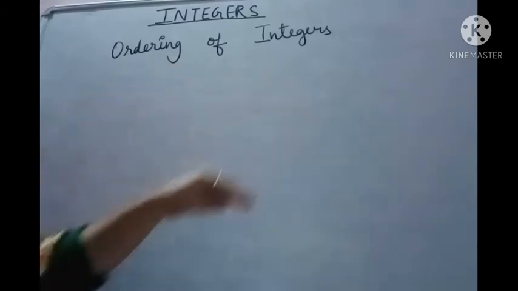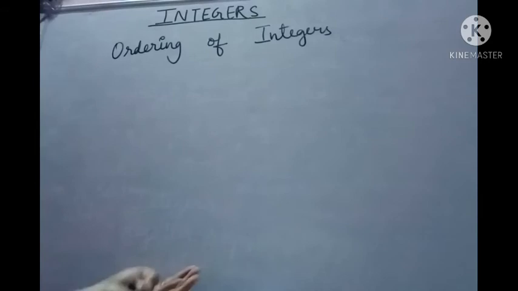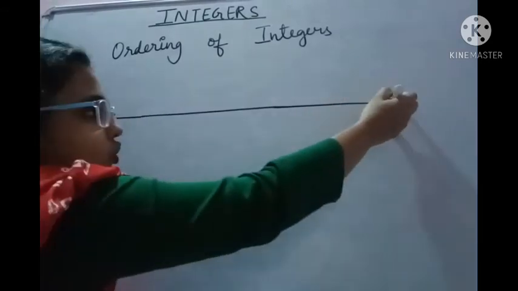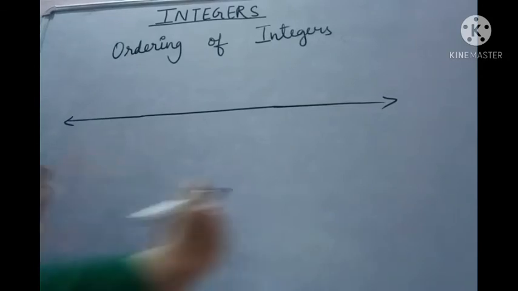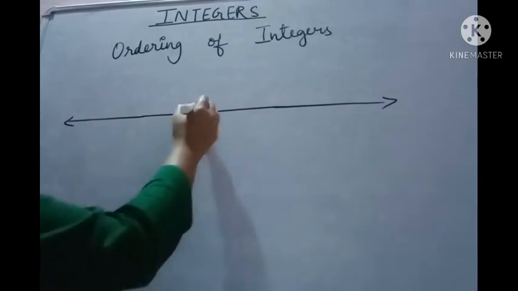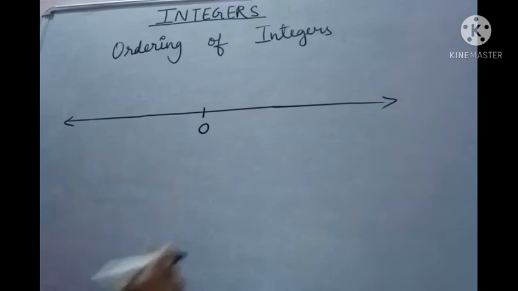For ordering of integers, we will learn how to draw a number line. Let's make a number line first. A straight line going on from both the ends. I'm just making arrows, which indicate that it is continuously moving from both the ends. Now I'm marking 0 at the very center. 0 is the origin point.